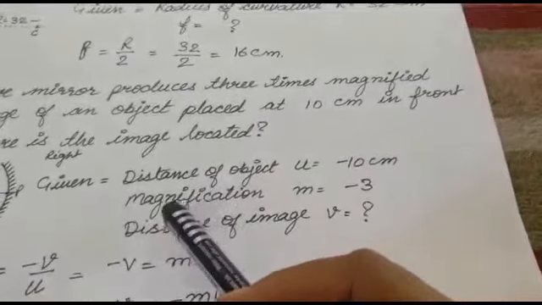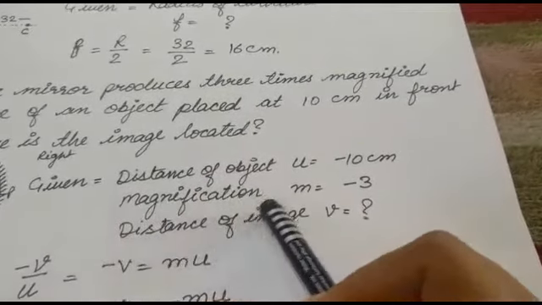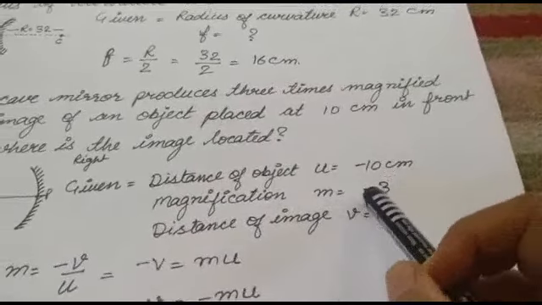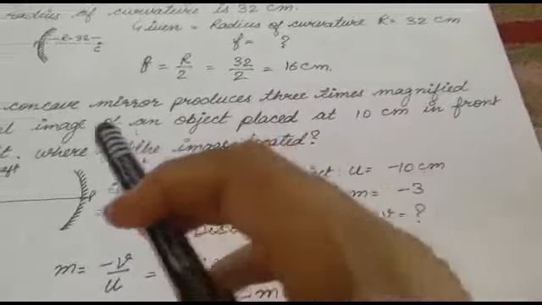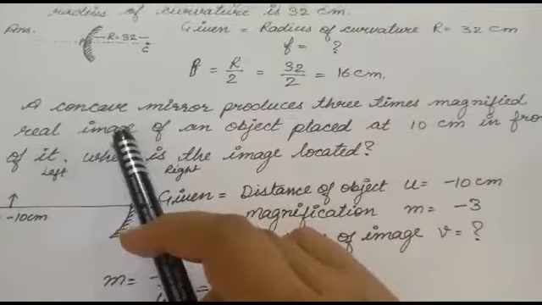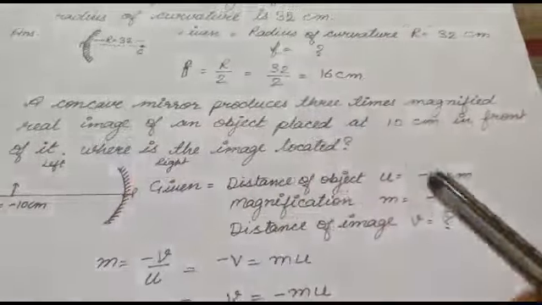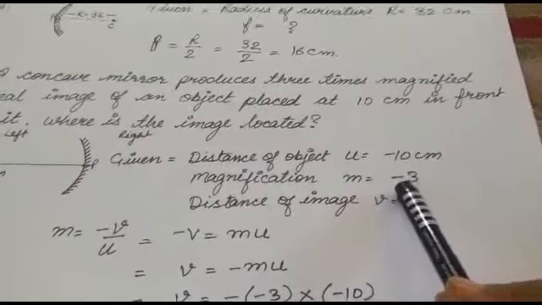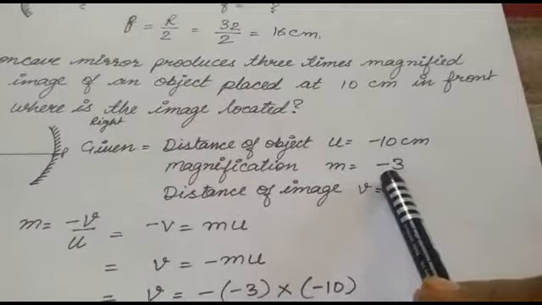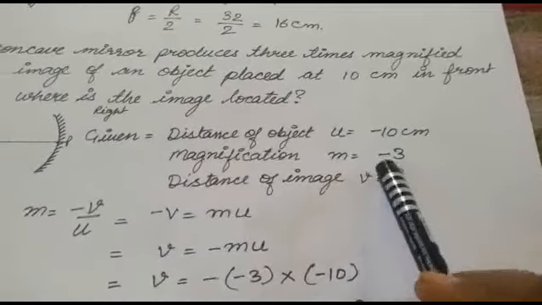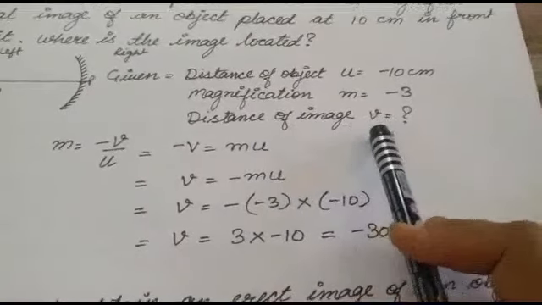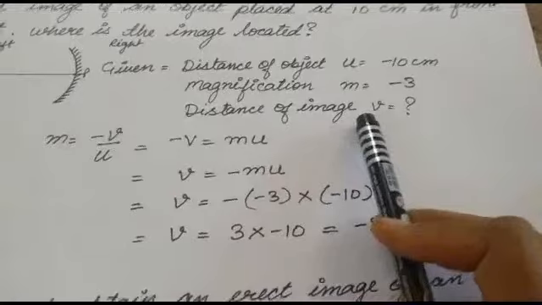And the next thing from the question we get is the magnification, m equals minus 3. Why have I put minus here? Because the image is real, and for real images magnification is always negative. This also I have explained in the topic sign convention and magnification. Distance of image we have to calculate, so we have to find the value of small v.